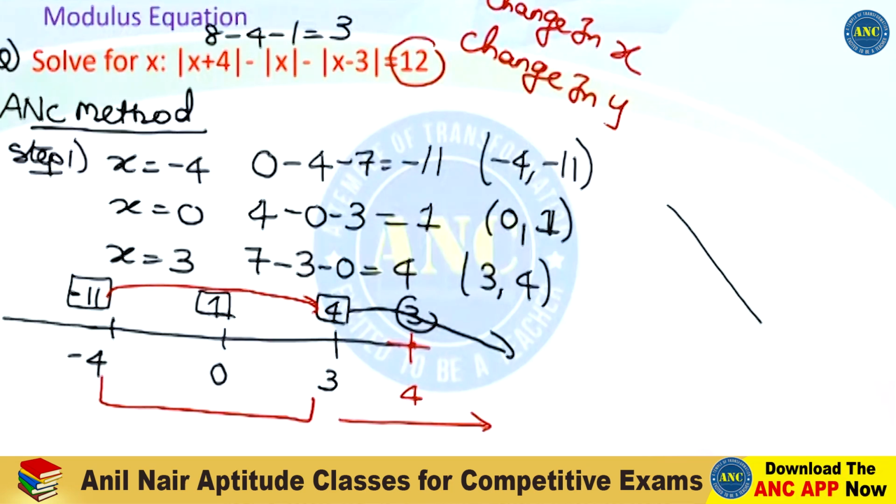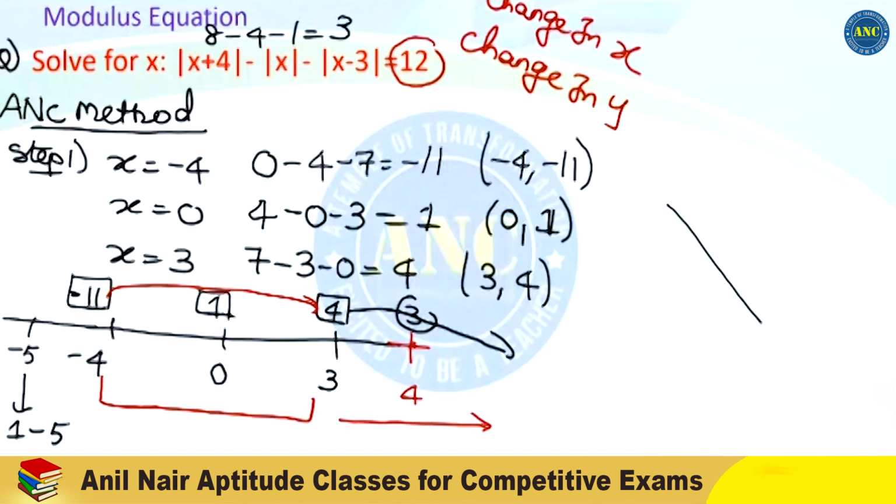Similarly, take a value to the left hand side of minus 4. Let me take minus 5. Minus 5 plus 4, it is minus 1. Mod of minus 1 is 1. Mod of minus 5, it is nothing but 5. Minus 5, mod of minus 5 minus 3, minus 8. Mod of minus 8 is 8. 1 minus 13. 1 minus 13 is minus 12.